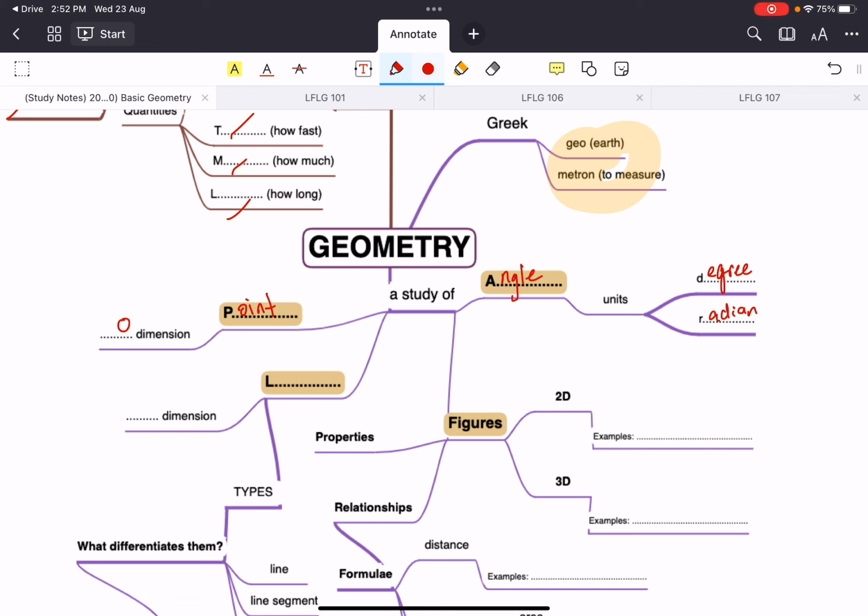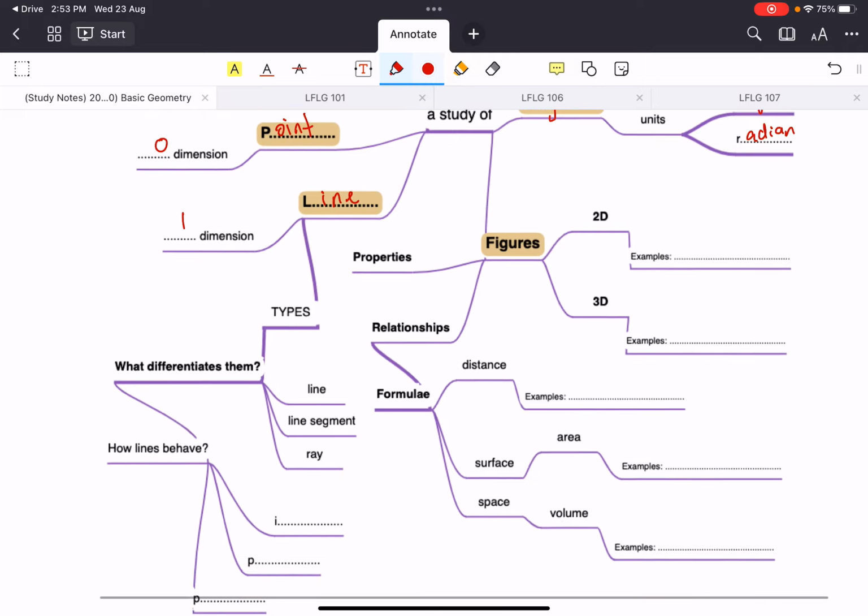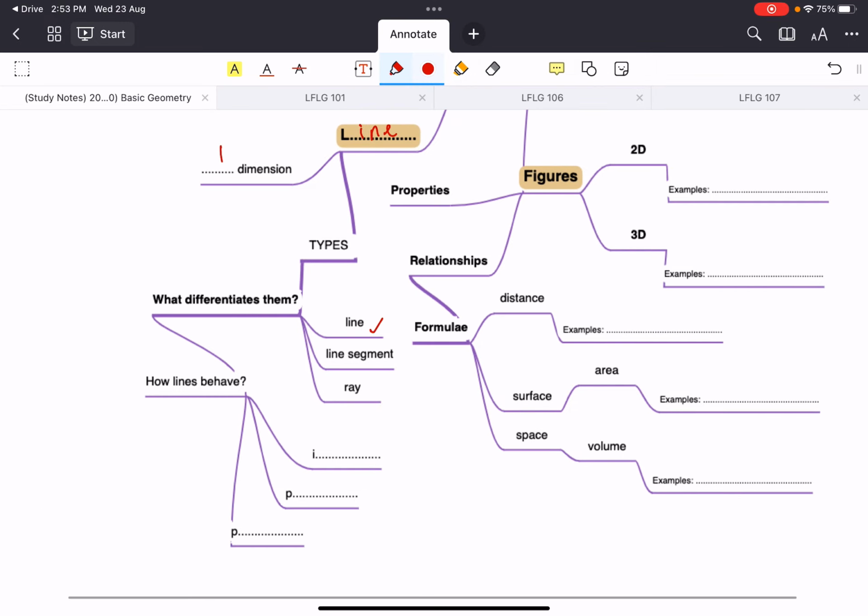So points have zero dimension. We also talk about lines, right? Lines are one-dimensional objects. And under lines, there are lines, line segments, and rays. We actually mentioned that in class. You're familiar with that. And some of the behavior of lines will be things like how lines intersect one another. Now we talk about parallel lines. We talk about perpendicular lines, right?